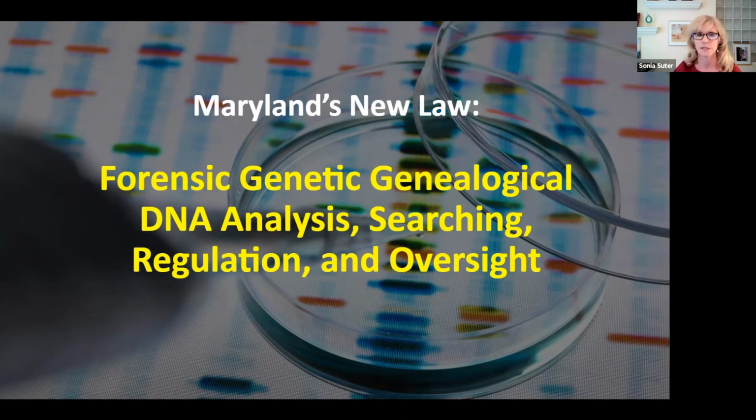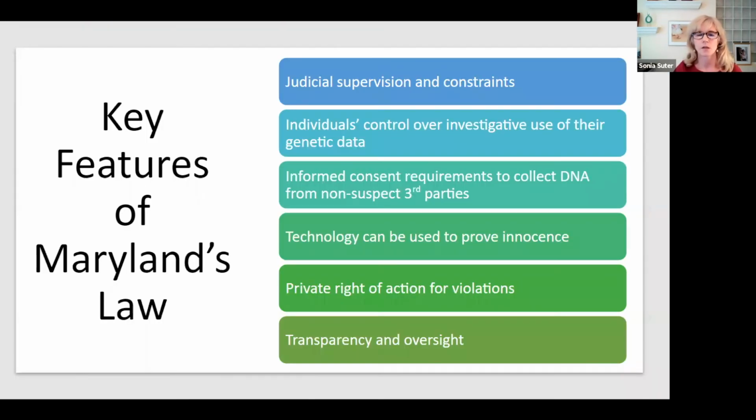So next slide, please. The law also, I just want to tell you about some of the key features of the law to see this balancing. So the first thing it did was require judicial supervision of law enforcement use of this technology, and then impose certain constraints, for example, limiting it to serious crimes and ensuring that other investigative methods had been exhausted.